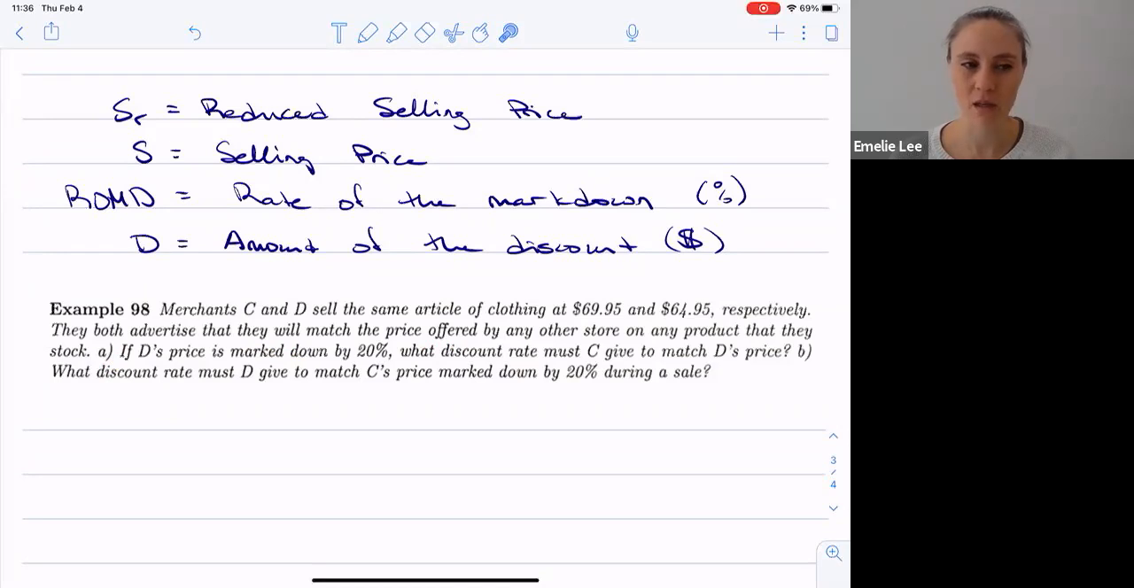Okay, so a little bit tricky, right? So let's just outline everything that we know. Here, we're told that merchant C has an original selling price, so S.